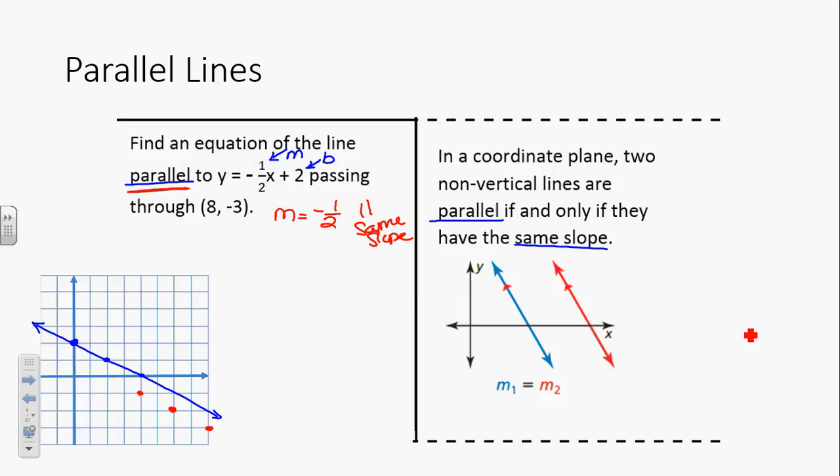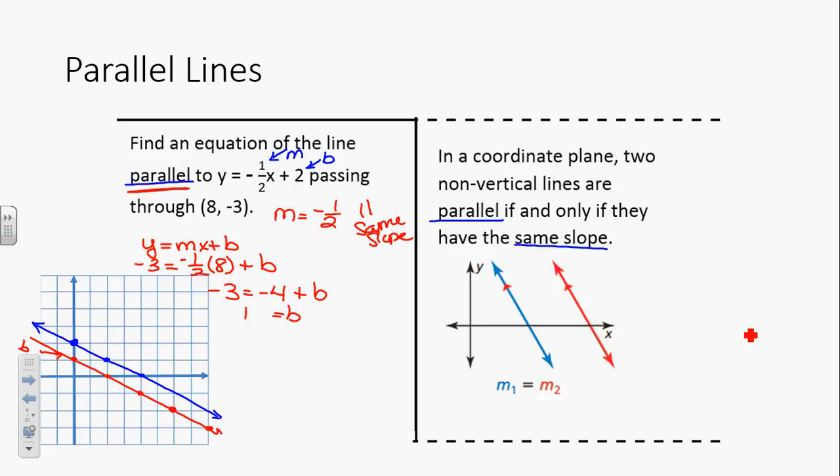So let's plug it into y equals mx plus b. Okay. So my y is -3. My m is -1/2. My x is the 8, and I need to find out what b is. So -3 equals -4 plus b. So b has to be 1. That means I would go up 1, left 2, up 1, left 2. Guess what? There's my b.